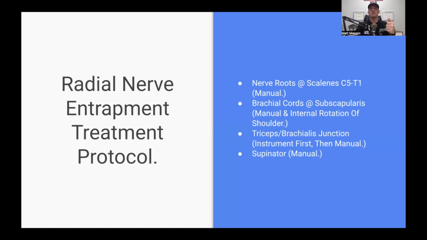For that, I do a manual treatment where we get proper depth and tension into the nerve, have the client go through a full range of motion, and hold that nerve back as that adhesion pulls away. That frees it up.